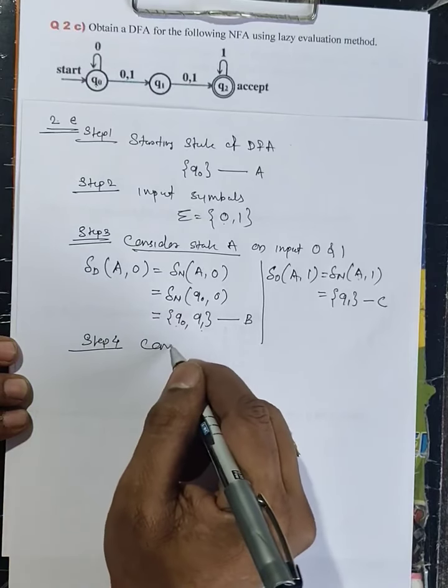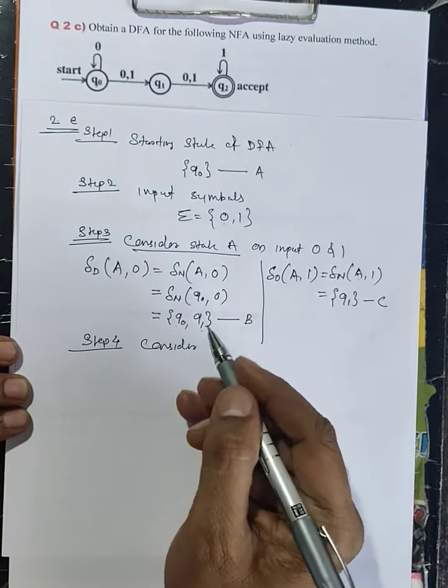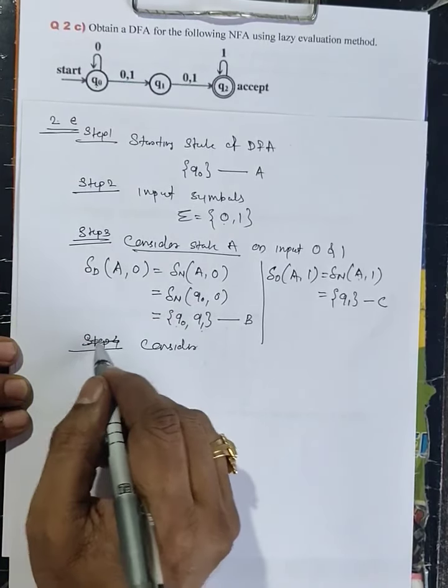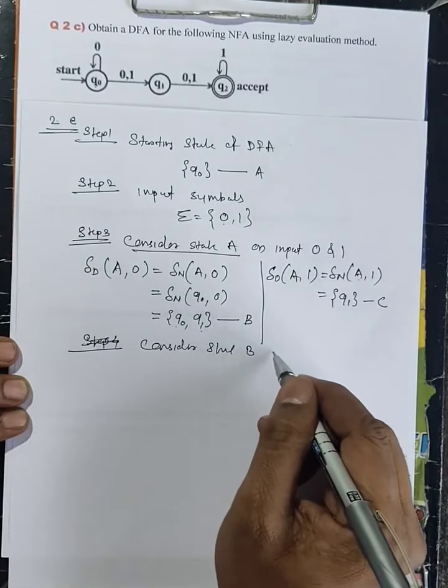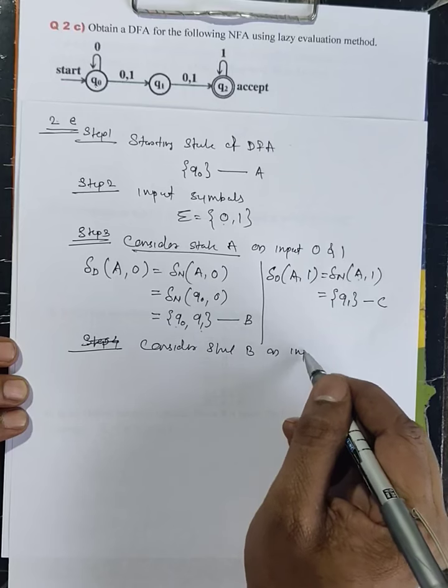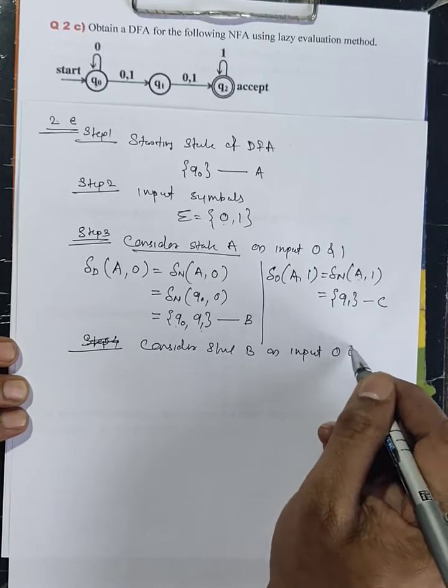Step 4. Now, within this step 3, substate. Consider state B on input 0 and 1.